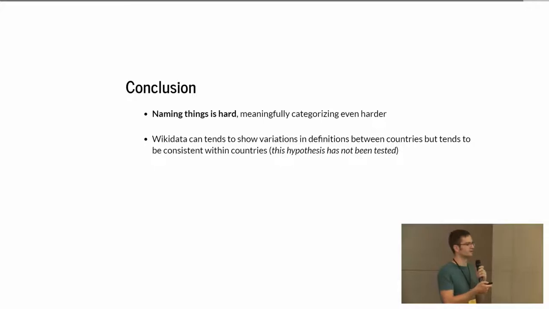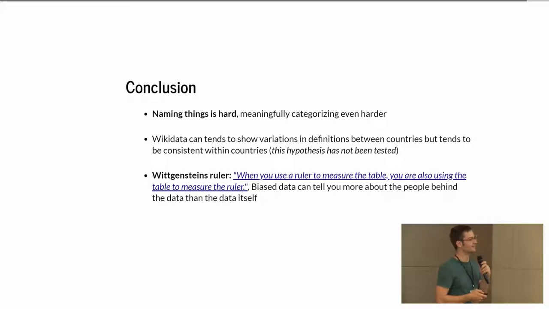Yeah, that's what I said before. Also a disclaimer, this hypothesis has not been tested. There have been no p-values used for this hypothesis. Another thing which I find interesting, especially in OpenStreetMap, is this idea of Wittgenstein's ruler. When you use a ruler to measure the table, you also use the table to measure the ruler. So basically, if you have biased data, it can tell you exactly as much about the people that created the data and work behind the data as it can tell about the region itself.